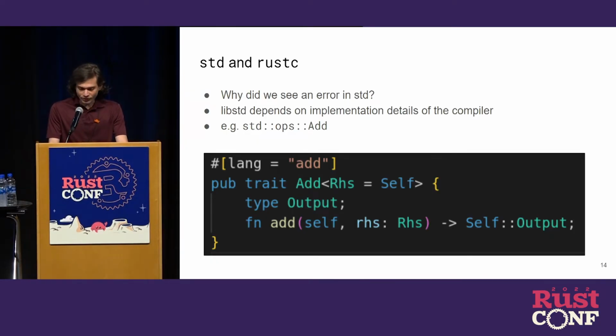But what makes it special is the little attribute at the top, lang equals add. And what that does is it's a little bit of compiler internal magic that says this trait corresponds to the addition operator. And we need this to make operator overloading work, so you can use a plus instead of a function. But it also means that we're depending on implementation details of the compiler that can change in any release. We don't stabilize stuff like this, because you're not meant to use it unstable. We want to be able to make breaking changes in case we find a better way or faster way or whatever to implement this.